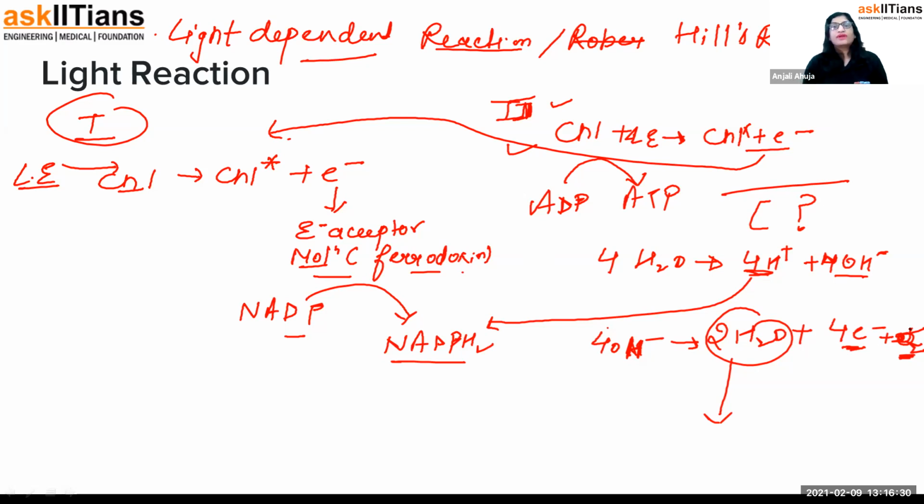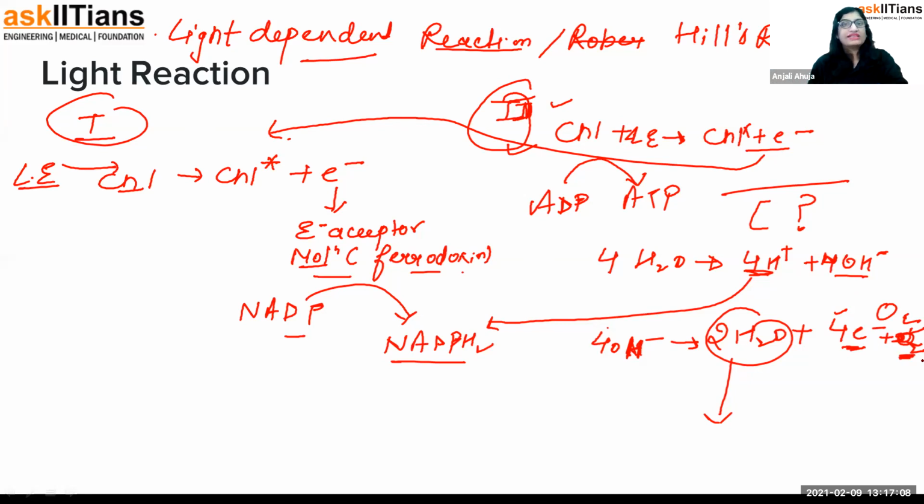4H2O molecules break to form 4H positive and 4OH negative. The H positive is taken up by NADP to form NADPH2. The OH further forms 2H2O, 4 electrons and 1 oxygen. This electron fulfills the electron deficiency in photosystem 2 itself, oxygen goes into the air, and H2O just joins the process again. That's the whole story of the light reaction. I suppose that is clear to you. It's very easy. You can watch the video again. And this diagram itself is very explanatory.